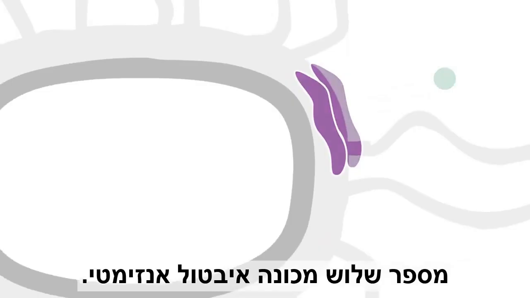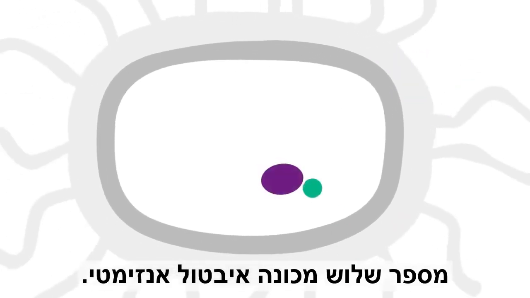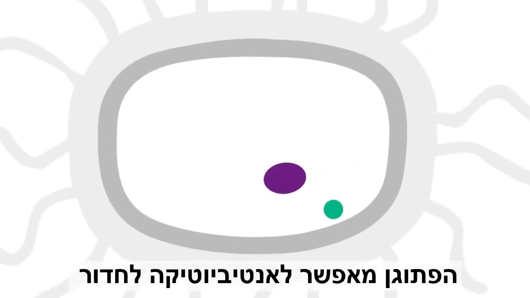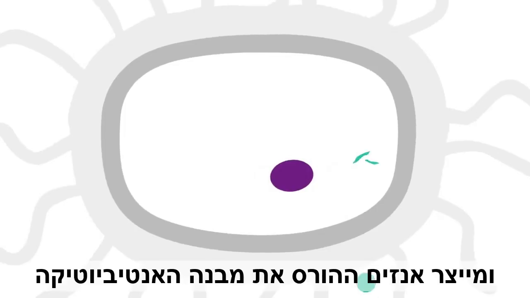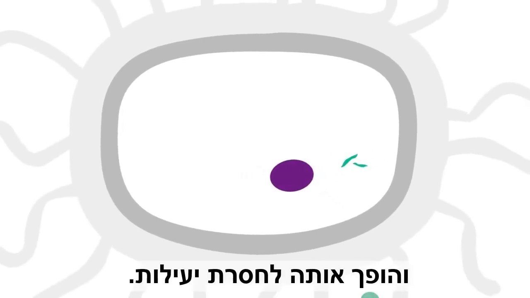Number 3 is known as enzymatic inactivation. Here, the pathogen allows the antibiotic to enter but produces an enzyme that destroys the antibiotic structure, rendering it useless.